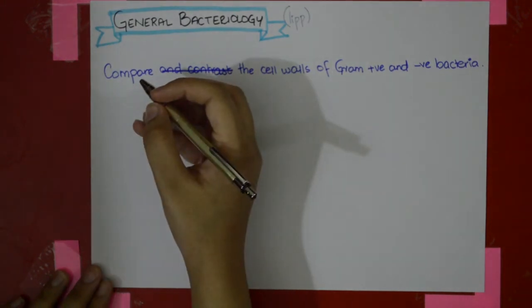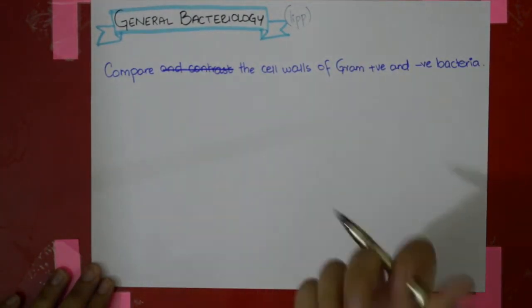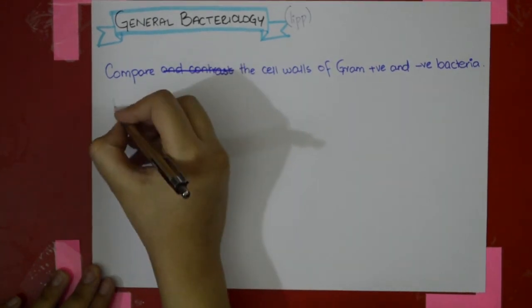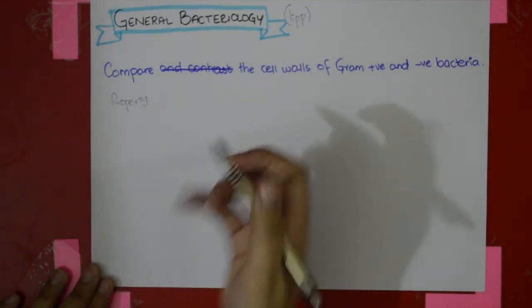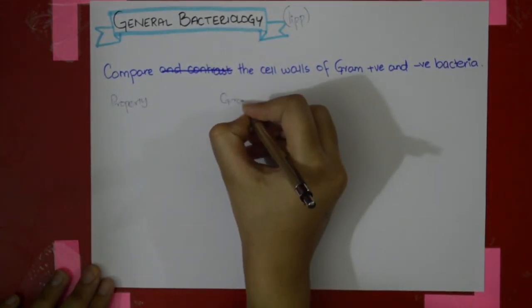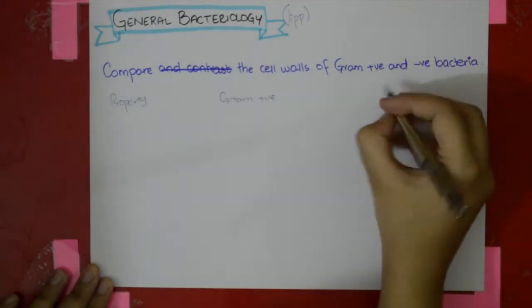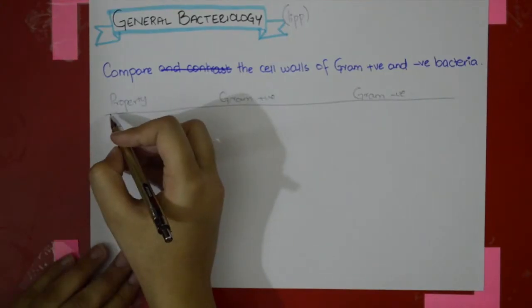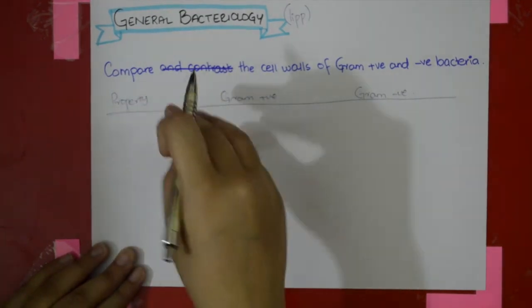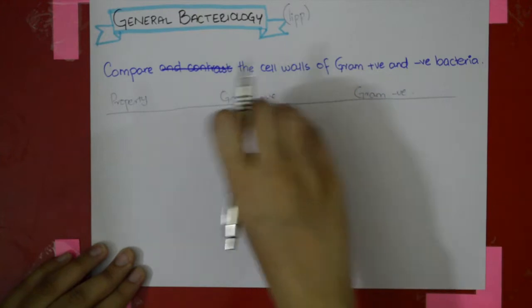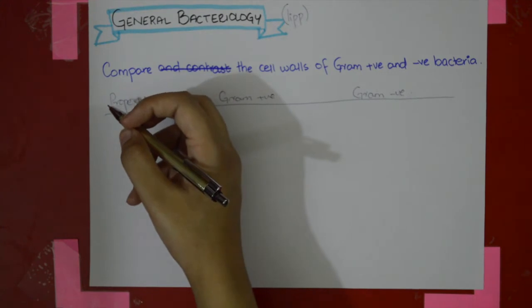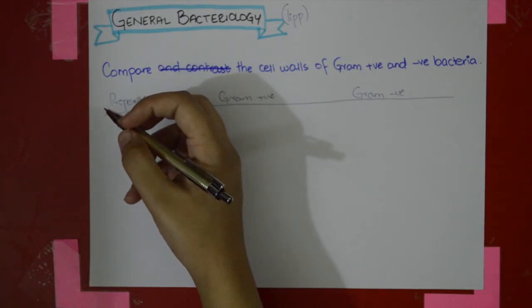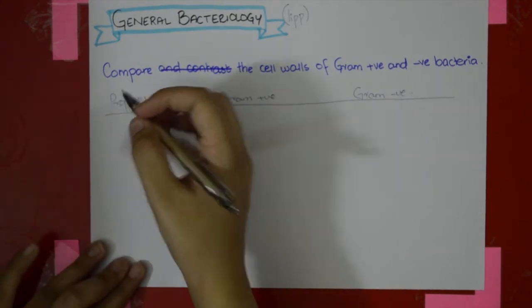Now the other way to answer that question is that you can make a table of your own. You can start with the property or the component that you're going to talk about, then gram-positive bacteria and then gram-negative bacteria. You'll write the property over here and then talk about both of these. The properties in that very table in the book are peptidoglycan, the teichoic acids, and the third is the lipopolysaccharide. So we'll do those three first.